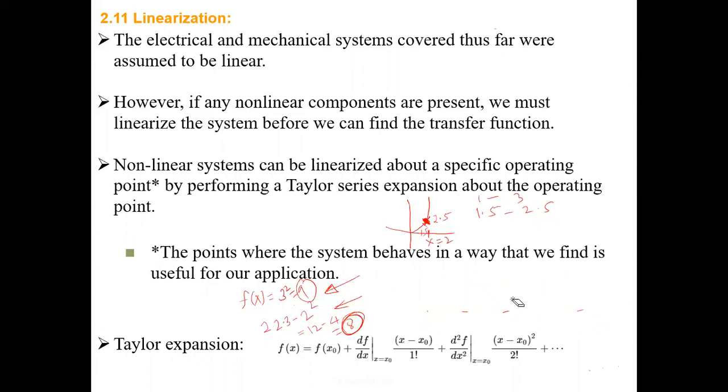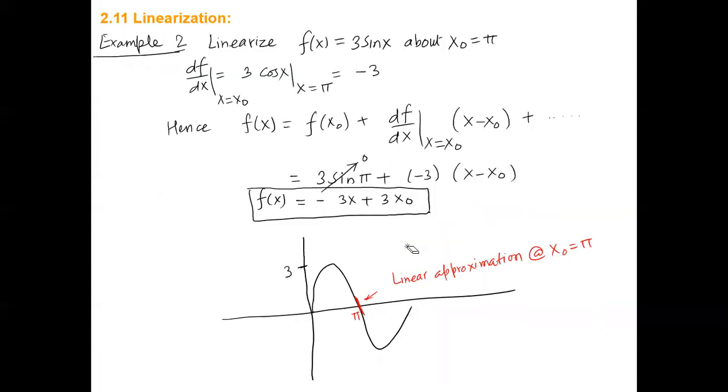So now you want to do some more examples. Let's do a slightly different function. This is a very easy, basic function. Let's talk about something different. So how do you linearize a different function? Let's linearize this function here: f(x) equals 3 sine x about x0 equals pi.